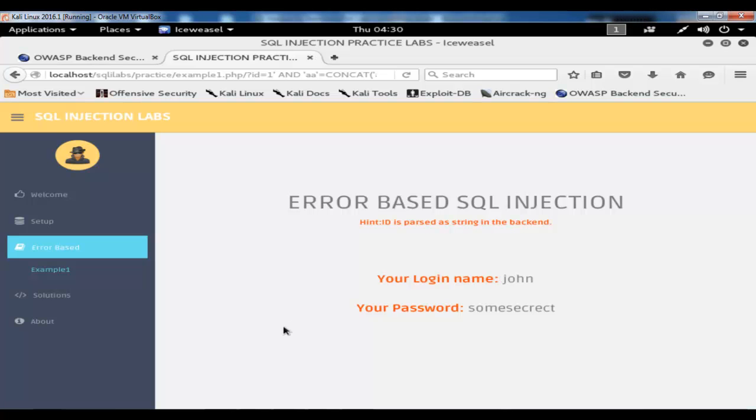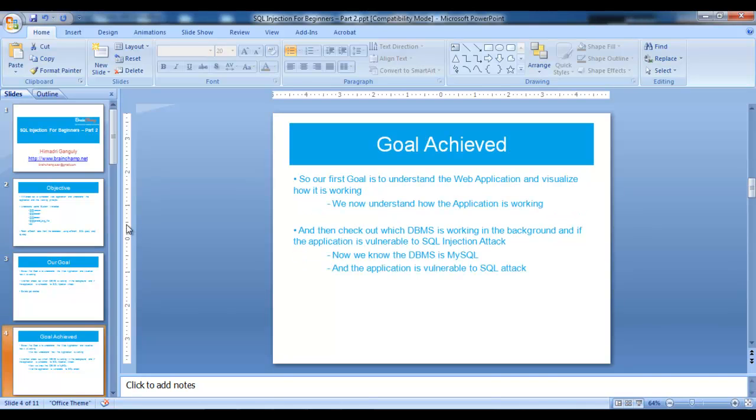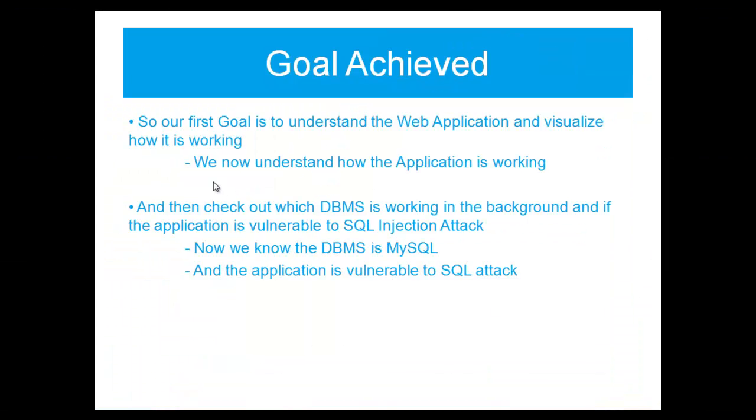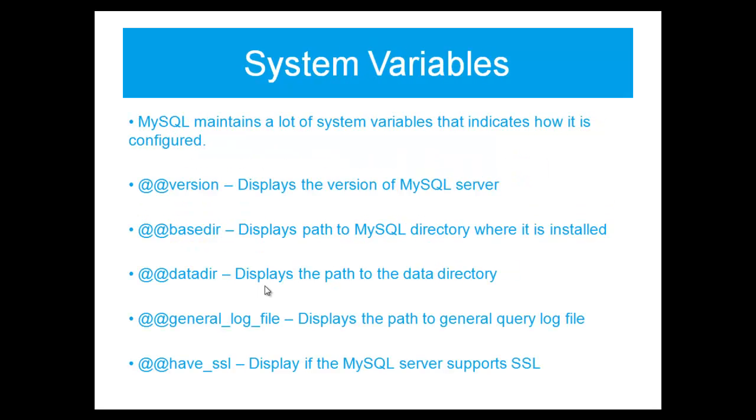So let's move on to our presentation and let's see what we have achieved. So the first goal we have achieved. We now understand how the application is working. Now we know that the DBMS is MySQL from DBMS fingerprinting and from the error also. And we have also seen that the application is vulnerable to SQL attack. So let's move on to the system variables.